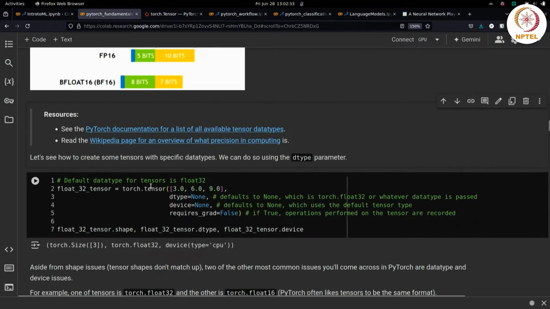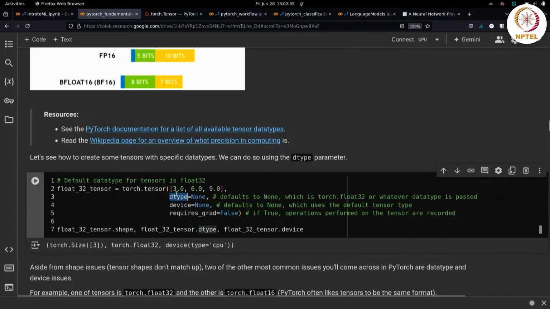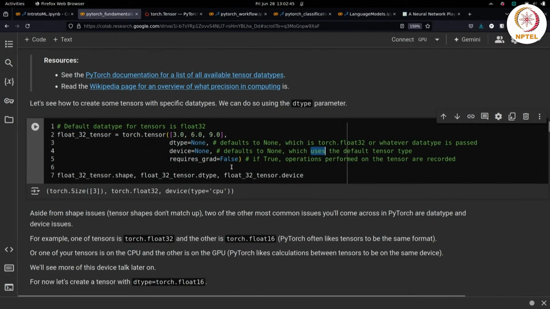So while you are creating a tensor, you can also mention what data type you want. If you do not mention anything, it defaults to torch.float32. But if you want control over which specific data type is being constructed, you can just mention that as an argument.